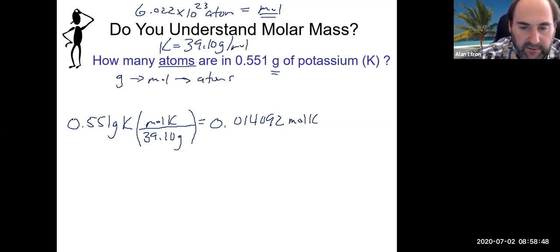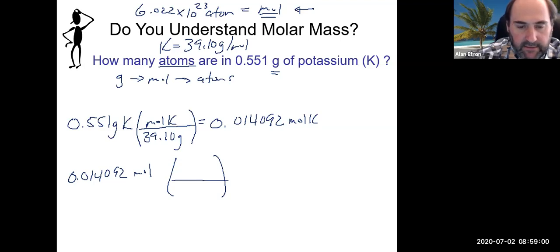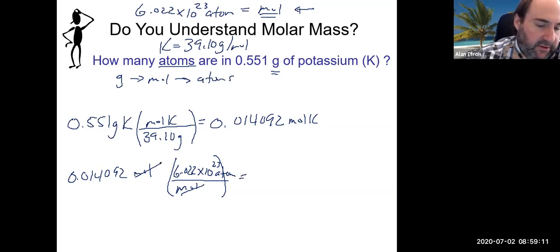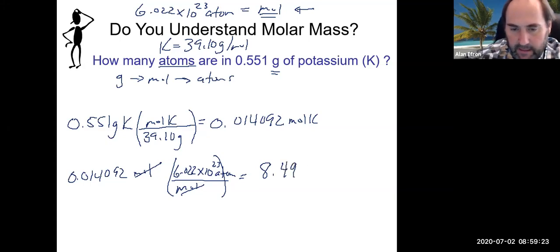At this point, we're in moles, which now will allow us to use Avogadro's number. So we could take our number here, and moles are on top, so we want Avogadro's number to be on the top and a mole to be on the bottom so that they cancel. Remember, you want to make sure you use your exponent button here. So we're going to times it by 6.022 to the 23. And that will get us something like 8.49 times 10 to the 21 atoms of potassium.